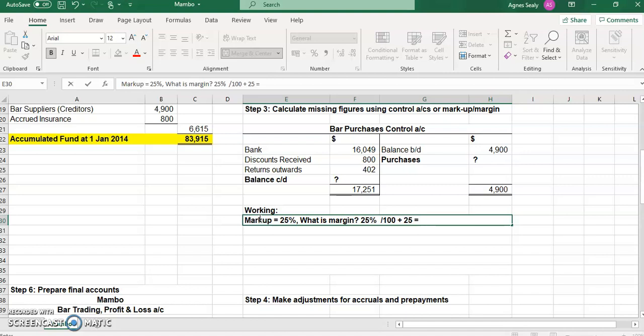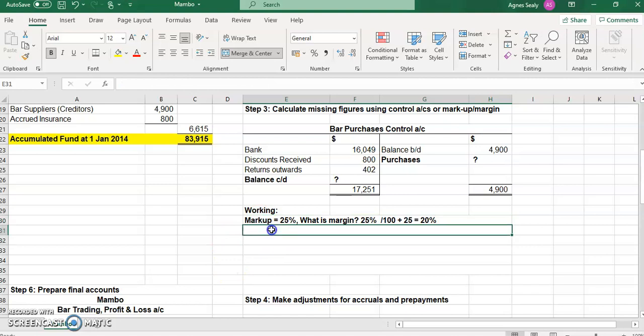If you want to convert from margin to markup, you would do the opposite. Instead of adding at the bottom, you would subtract. So to convert our markup to margin, we are going to add. When we take our 25 and add it to the 100, we get 125. So 25 divided by 125 gives us 1/5. And if we multiply that by 100, it would give us 20%. So our margin is 20%.